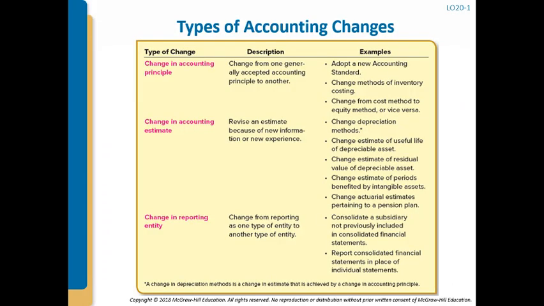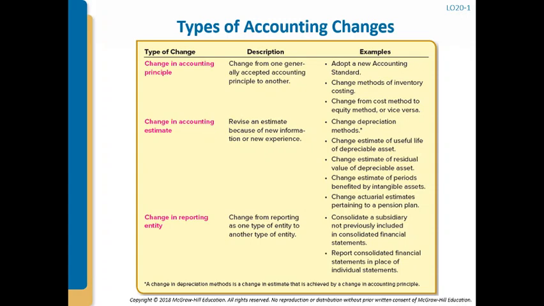All right, so you have different types of accounting changes that you could have, and based upon the type of accounting change, FASB allows you to treat certain accounting changes certain ways. One of the types of changes you have is a change in accounting principle. That's when you're moving from one generally accepted accounting principle to another.